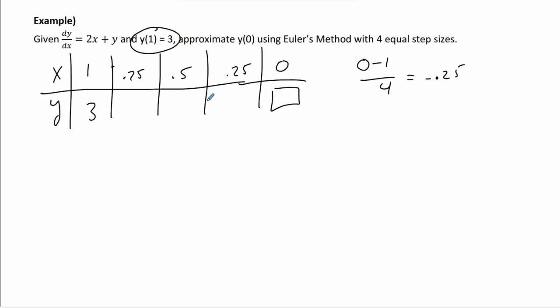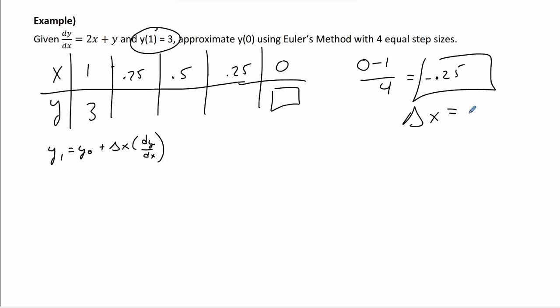Okay, and now I got to find these y values by iterating that using Euler's method. So Euler's method says y sub 1 is equal to y sub 0 plus delta x times dy dx. Okay, what is our delta x? Our delta x in this case is this value here. So delta x is equal to negative 0.25.